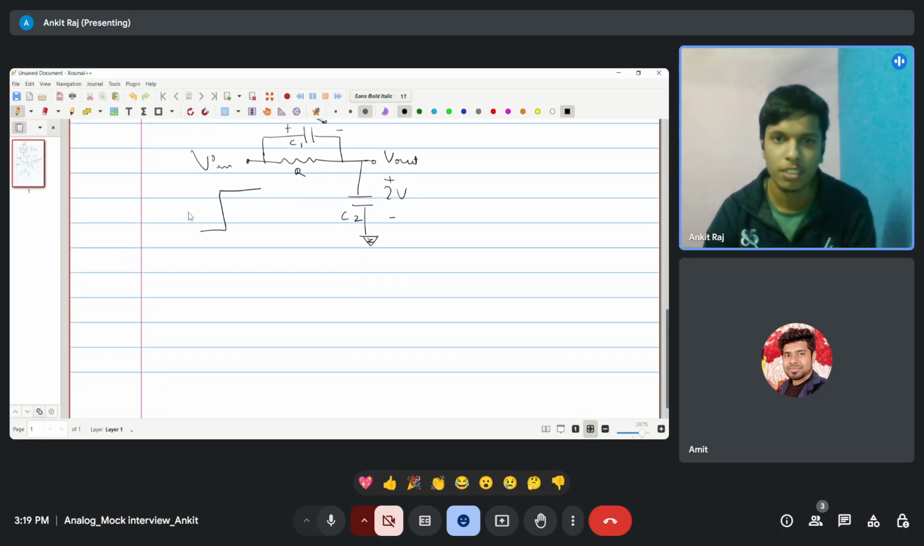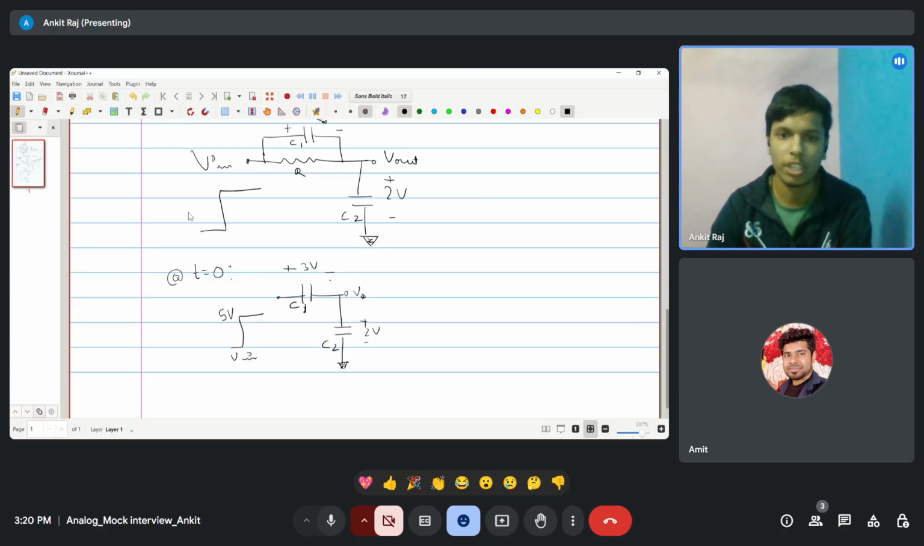So, at t equal to 0, there is a capacitor here and one here. The capacitors are just acting as voltage sources. C1, C2, and here V in is coming. Let's take it as 5 volt, and V out. So at t equal to 0, the capacitors will just act as voltage sources.